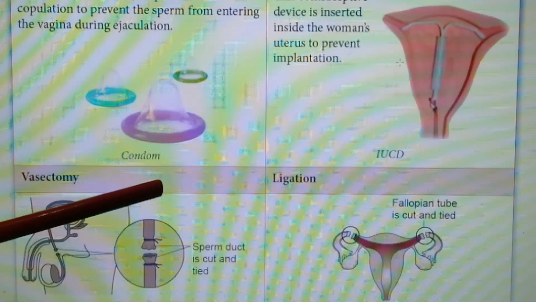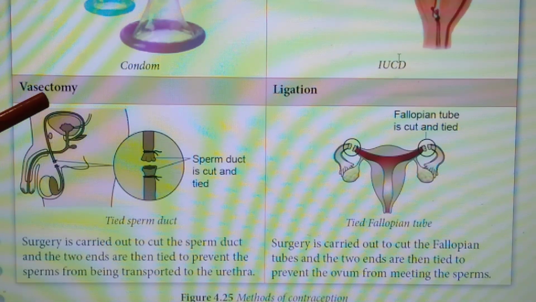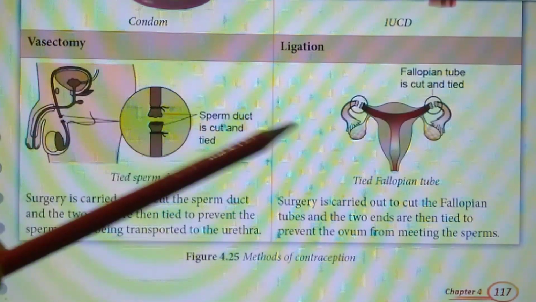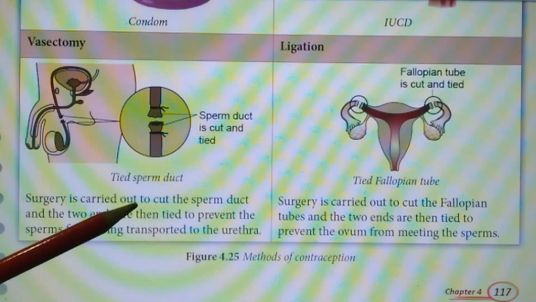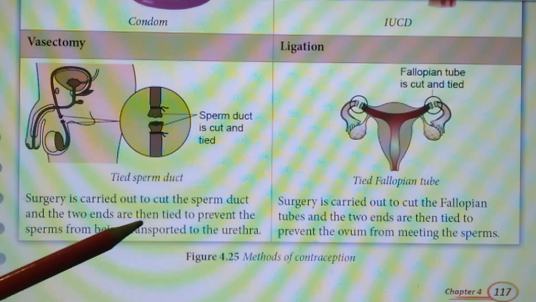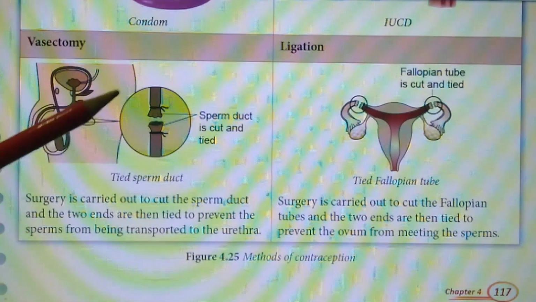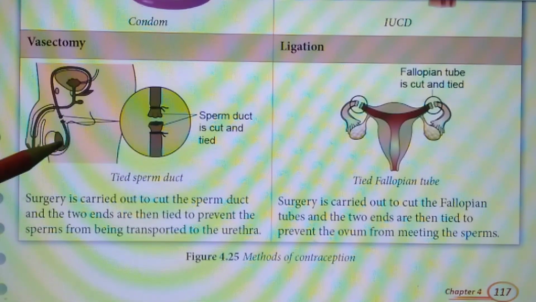Next is through the process of surgery for male and female. For male, we call it vasectomy, and for female, we call it ligation. What exactly happens during vasectomy is that surgery is carried out to cut the sperm duct, and the two ends are then tied to prevent the sperm from being transported to the urethra. As shown by the diagram here, the sperm duct will be cut and both ends will be tied up. So this will prevent the flow of sperm from the testis to the urethra.